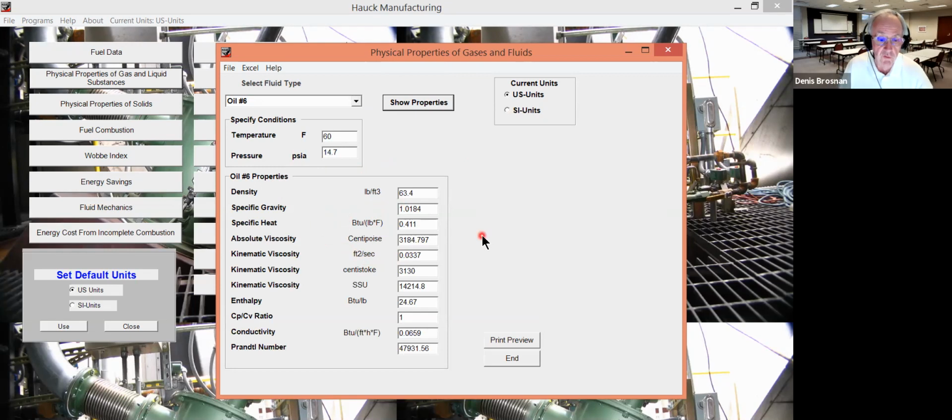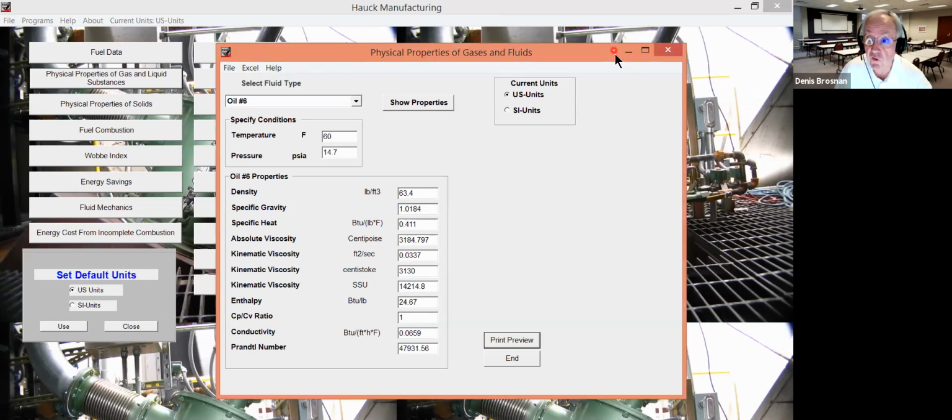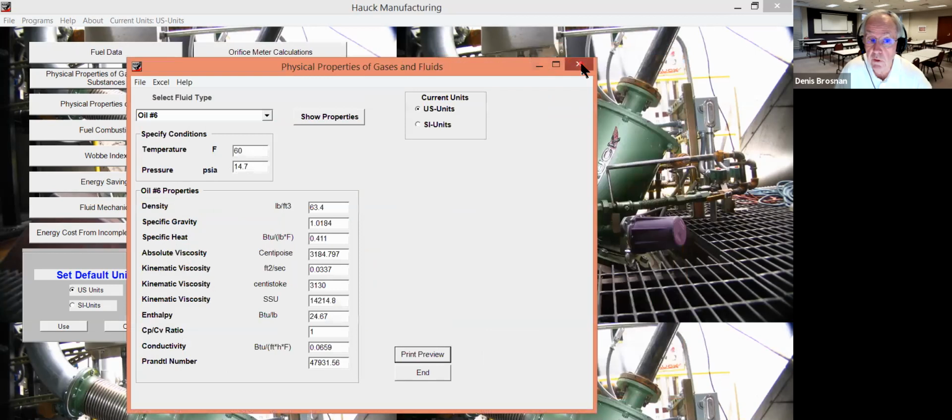The viscosities are very important in pumping oil that burns. So nevertheless, we use that information. Notice that you can come to a screen that says print properties. You can print that information out for your reference. So that's a very convenient screen for us to use. And I'm going to close it and X out of this screen so we can look at something else.